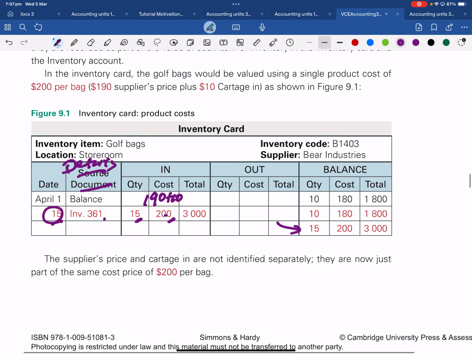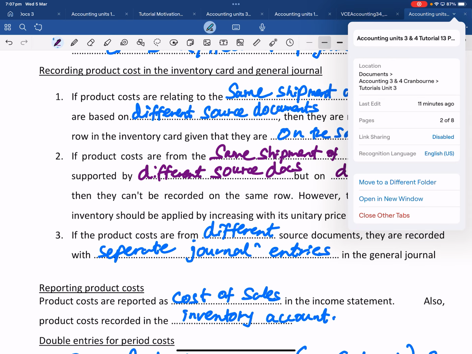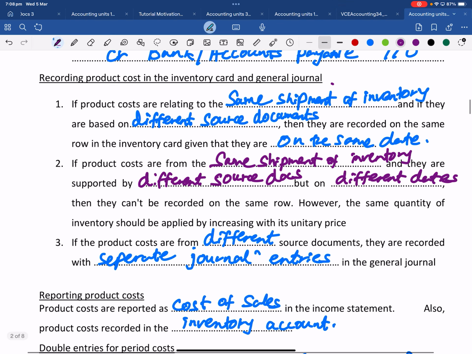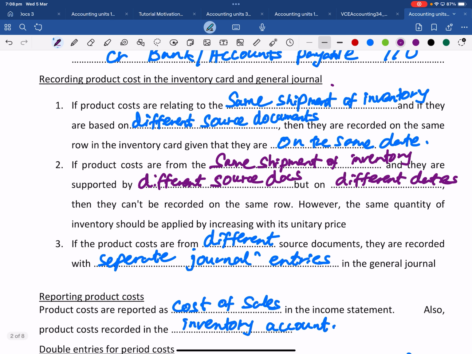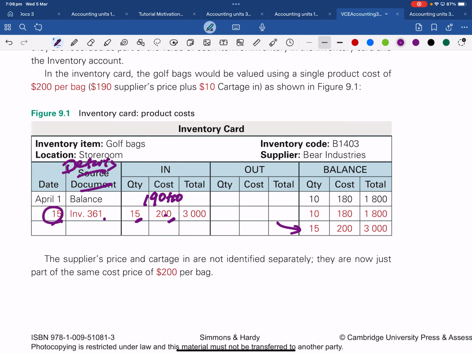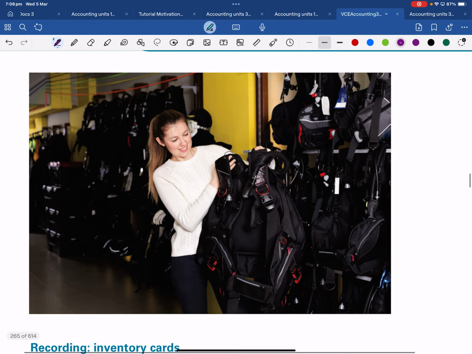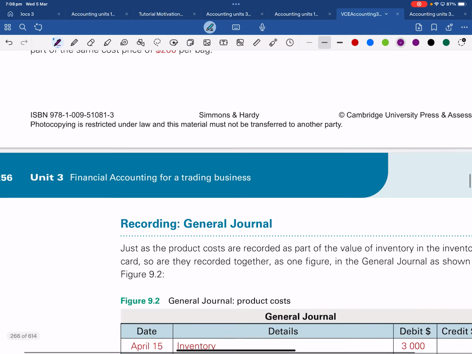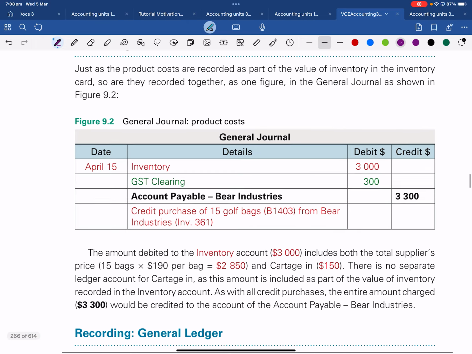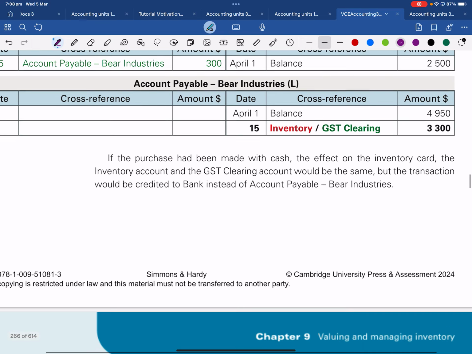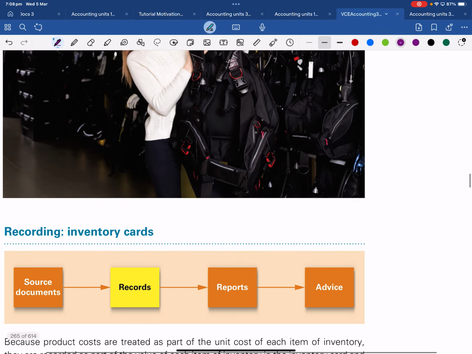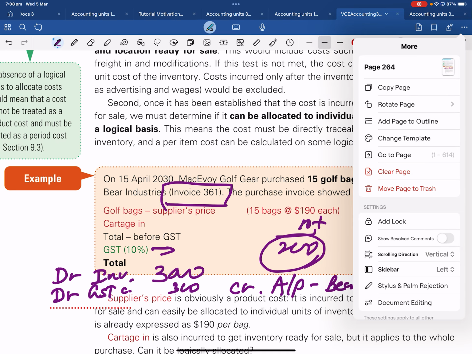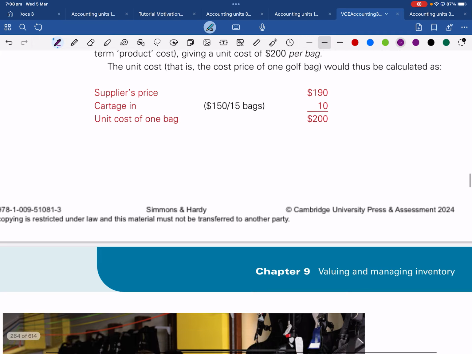Right. Now, what were we doing, guys? I was explaining the recording of the product cost in the inventory card. Let's assume this one is from two separate source documents, that this Bear Industries thing. Now this one is from the same source document, right?